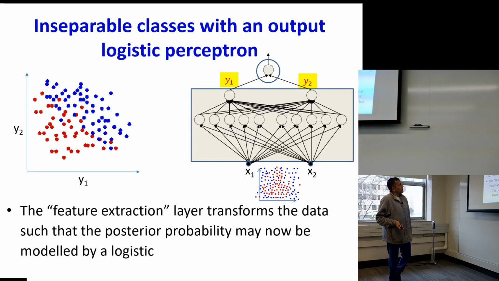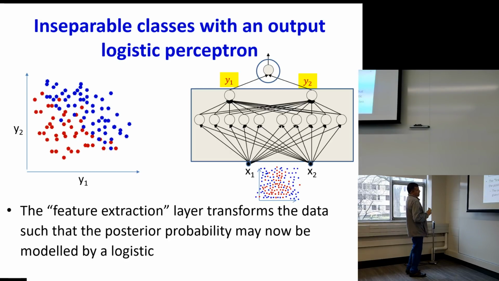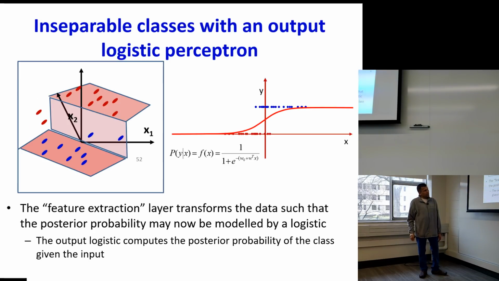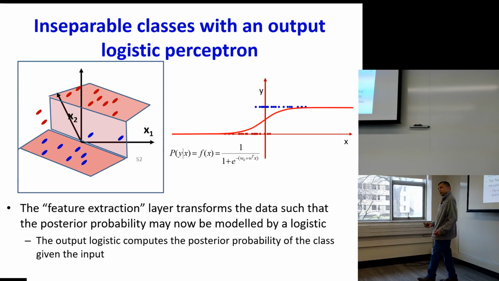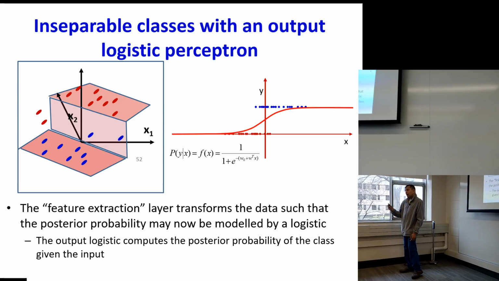So what happens is that the feature extraction layer transforms the data such that the posterior probability might now be modeled by a logistic, and the output logistic at this point simply computes the posterior probability of the class given the input. This is true regardless of whether it's a binary classifier or a multi-class classification problem, right?